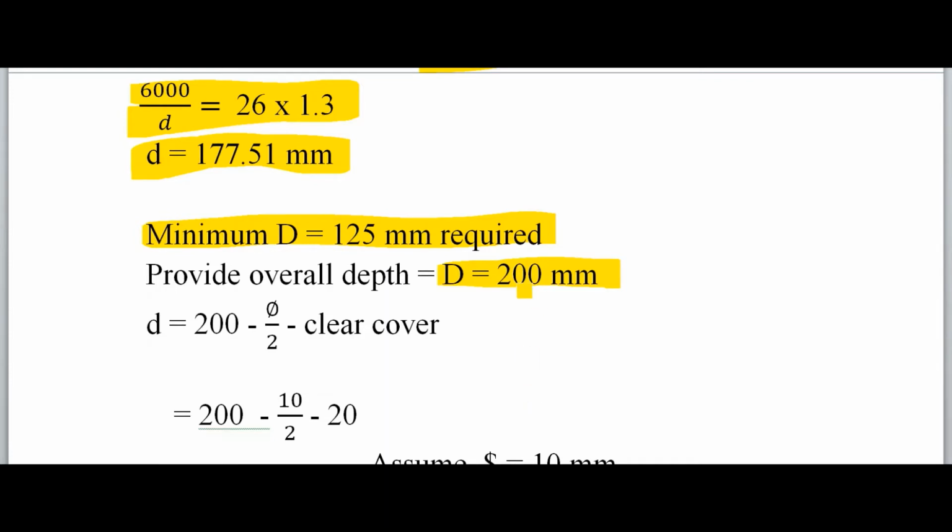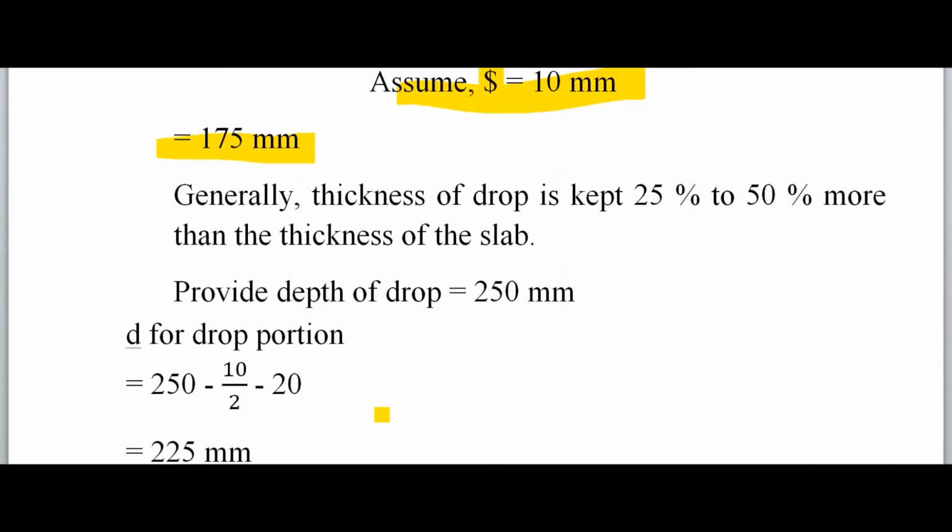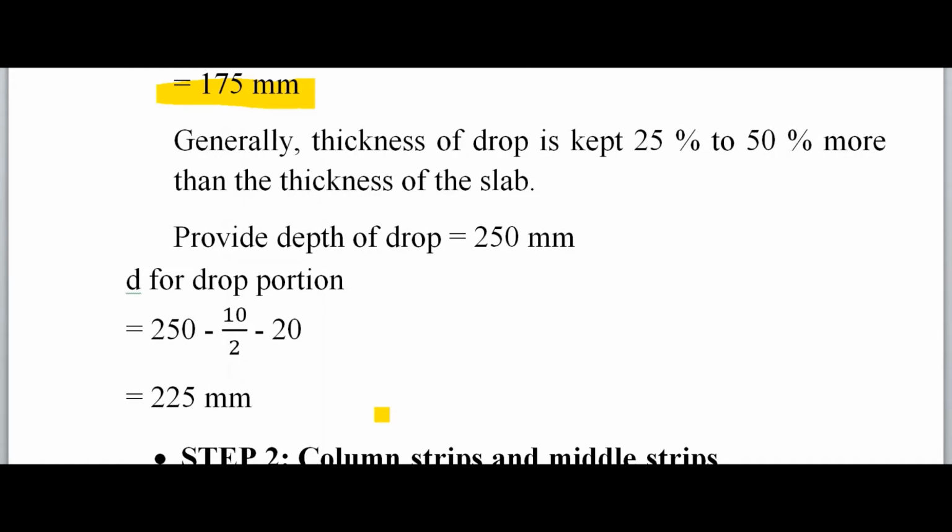Now the effective depth is 200 minus 10 by 2 minus clear cover 20, because we assume the bar diameter is 10 mm. So small d is equal to 175 mm. Now the depth of slab is fixed, we have found the depth of slab.